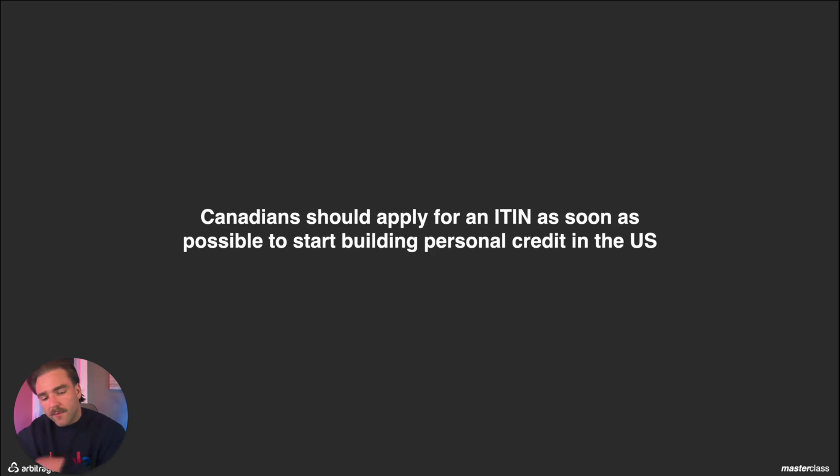Now, the one thing I do want to bring up is that Canadians should apply for an ITIN as soon as possible to start building personal credit in the U.S. An ITIN is an individual taxpayer identification number. It's like a SIN card in Canada, but for the U.S. So it's like a foreign tax ID. This will allow you to open up a bank account, and you will exist on their credit bureaus. So you want to open up just an entry-level bank account and get a secured credit card or something, just so you can start building basic credit in the U.S.